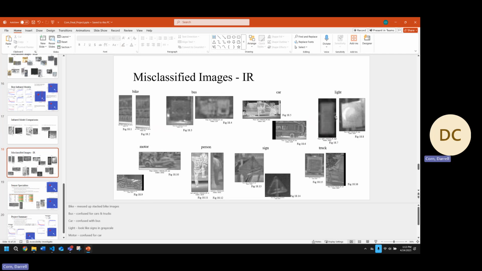As for the light class, it thought a lot of them were signs, which makes sense when the image is in grayscale. They do look like signs. For the motorcycle class, it confused them for cars, which I suppose from a side profile, they do kind of look like a car from the side.